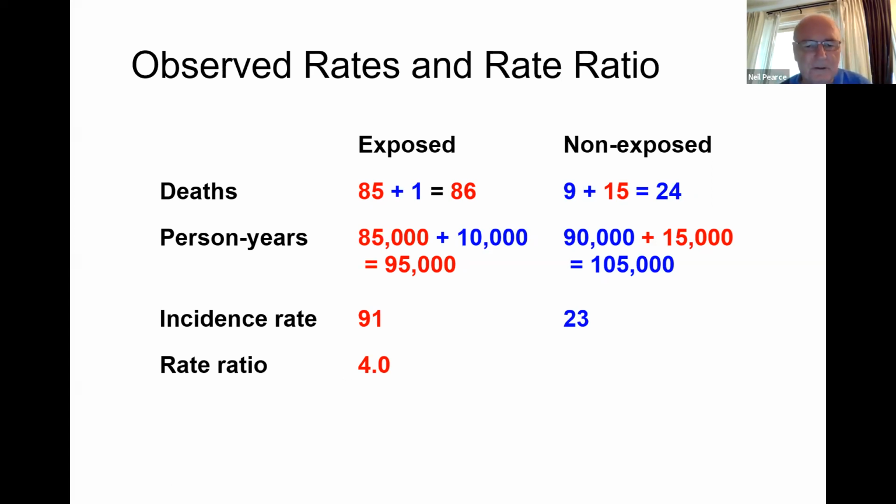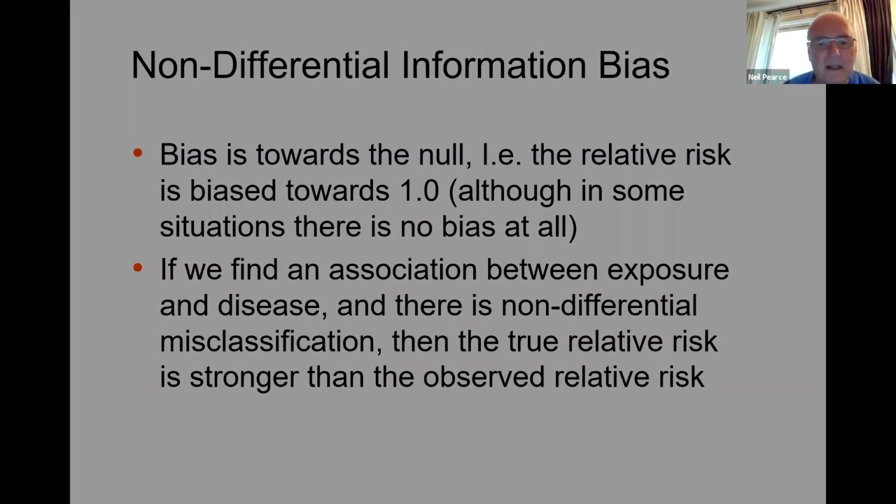Now remember, the real answer was 110 and the rate ratio of 10. And we've only had a small amount of misclassification. We got it right 85% of the time for the exposed, but 15% we got wrong. And we got it right 90% of the time for the non-exposed, but 10% we got it wrong. And even with that small amount of misclassification, the rate ratio has gone down from 10, which is the true number, to 4, which is what we see when we do the actual study.